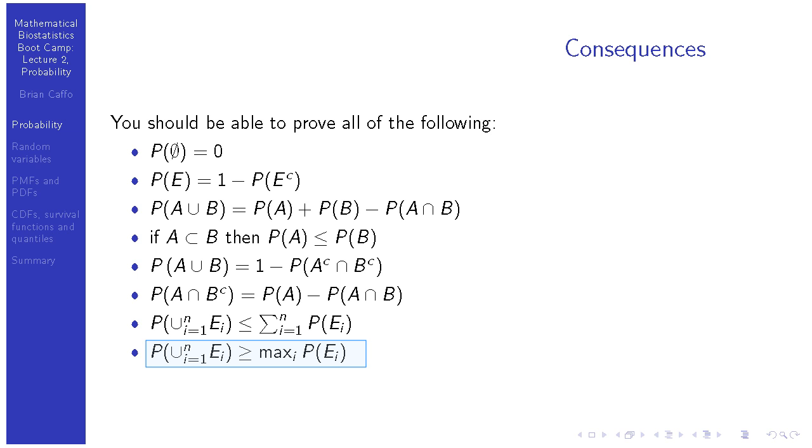Go back to our die roll. If E1 is the event that you get a 1, E2 is the event that you get a 2, E3 is the event that you get a 3, the probability on the left-hand side of the equation is the probability that you get a 1, 2, or 3. On the right-hand side, it says that it's the maximum probability. If you're talking about a standard die, the probability of a 1 is 1/6, the probability of a 2 is 1/6, the probability of a 3 is 1/6, so the maximum of them is 1/6. On the left-hand side, the probability of the union is the probability of a 1, 2, or 3, which is 1/2. So 1/2 is definitely bigger than 1/6.